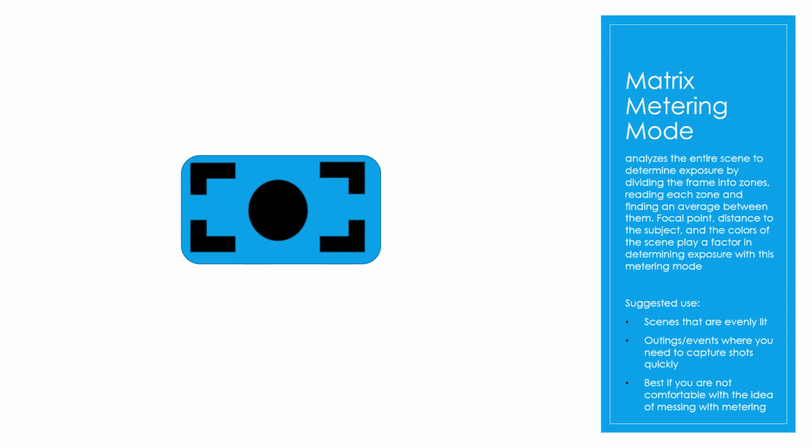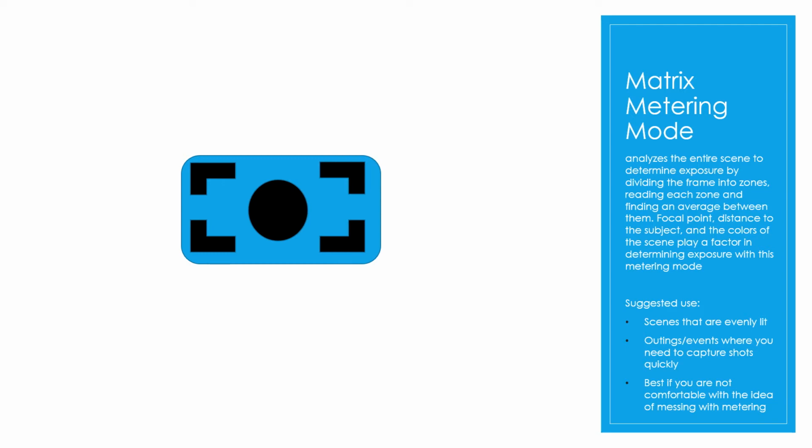It reads each zone, finds an average between the zones. It also considers the focal point, distance to the subject, colors of the scene. It all plays a factor in determining the exposure. So you can kind of think of this mode as a default. It's going to read everything in the scene, decide how the exposure would look best, and tell your light meter you're too dark or you're too bright because of this, and allow you to adjust for the entire scene.